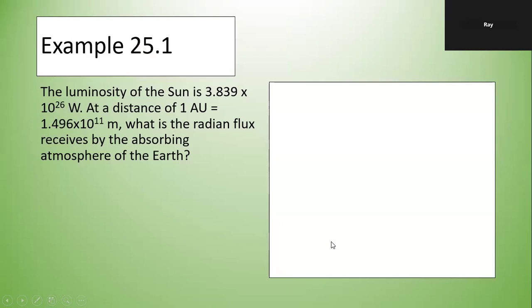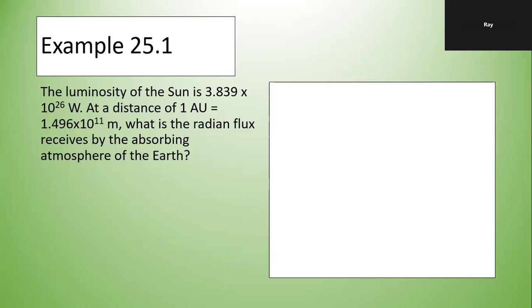Okay, the luminosity of the sun we can measure is 3.839 times 10 to the power 26 watts. Distance we can also measure, at a distance of 1 astronomical unit. Don't worry about the astronomical unit. They will give you 1.496 times 10 to the power 11 meters. Astronomical unit is basically the average distance between the sun and the earth.